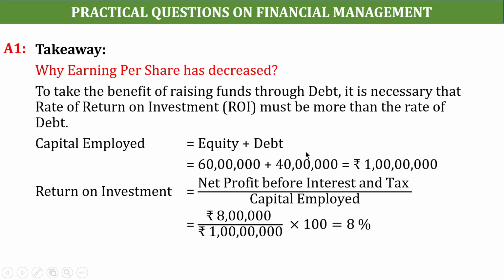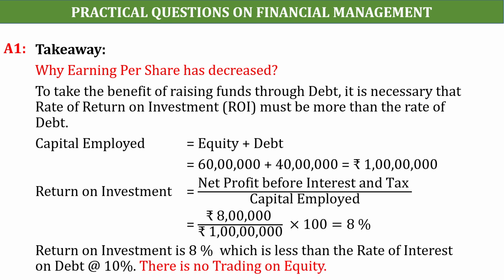Capital employed was rupees 1 crore, that is 60 lakh plus 40 lakh, and return on investment is net profit before interest and tax, rupees 8 lakh, upon capital employed into 100, which is 8%, whereas the rate of interest on the debt is 10%. So it means the company's rate of return on capital employed is 8% and the rate of interest is 10%, so the company has borne a loss of 2%.